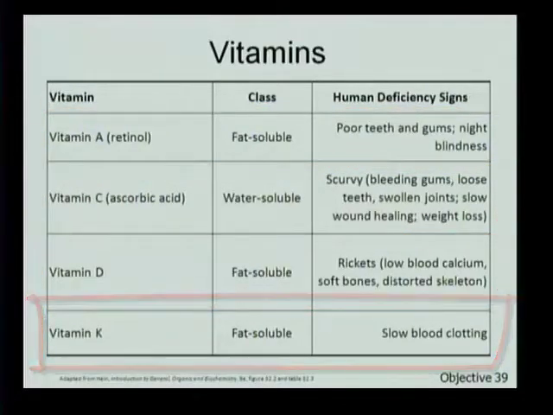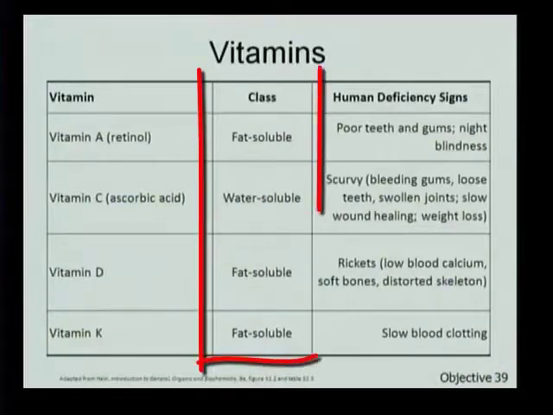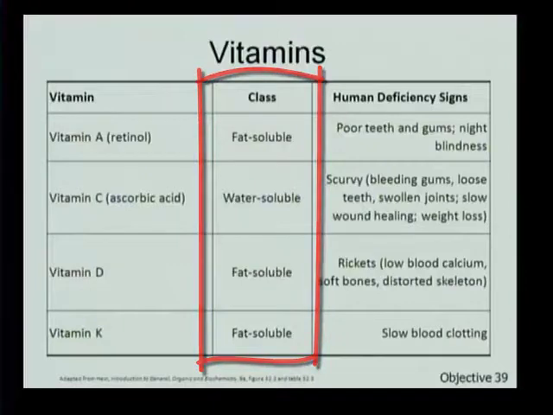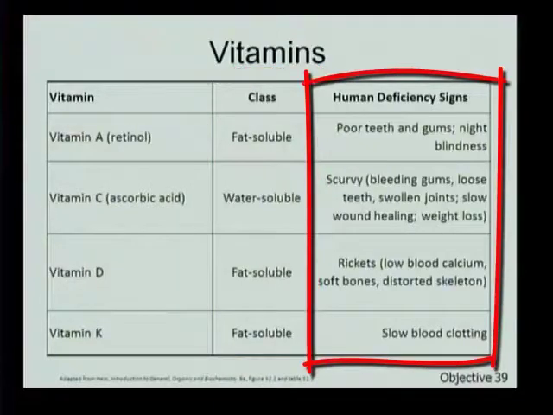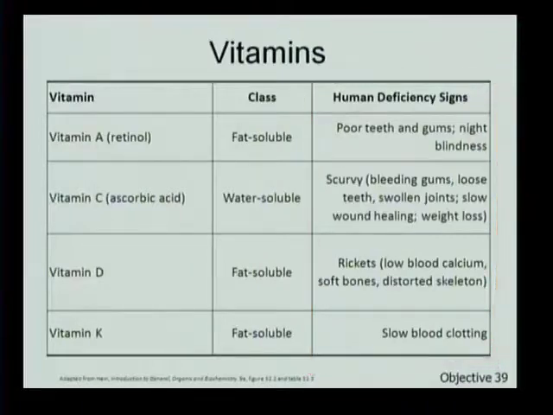So in each case, for each of these vitamins, you need to know what class it fits into. Is it fat-soluble or water-soluble? And you also need to know what happens in human disease if a diet is deficient in these vitamins, or if the person becomes unable to make or absorb these different vitamins.